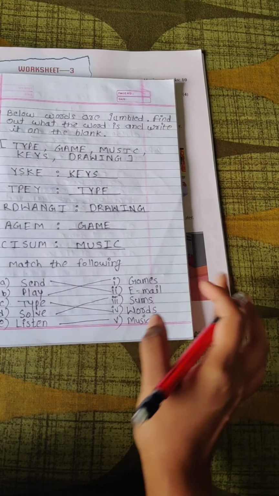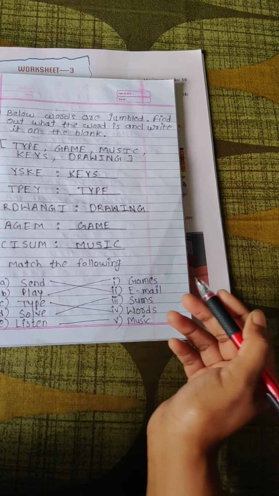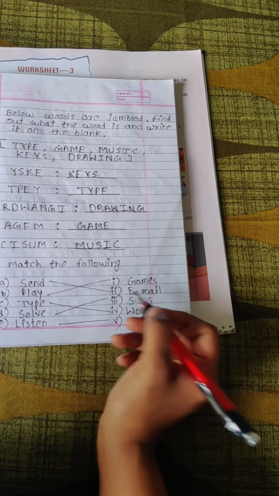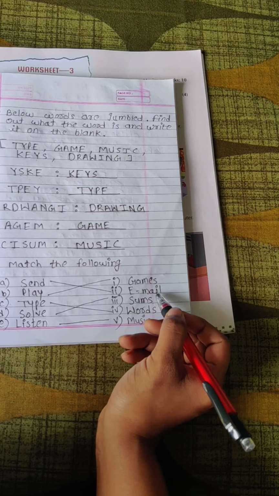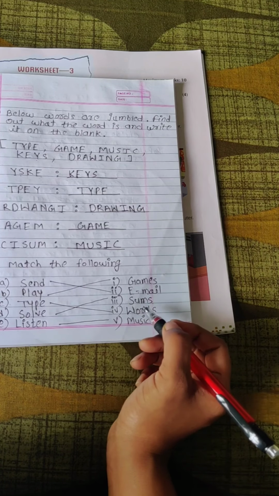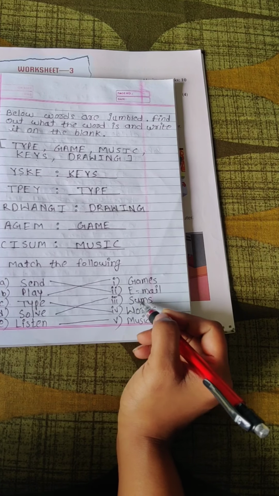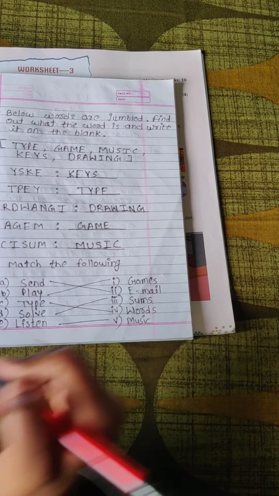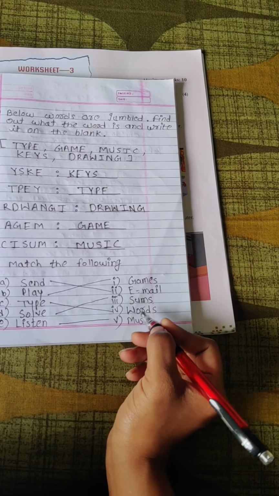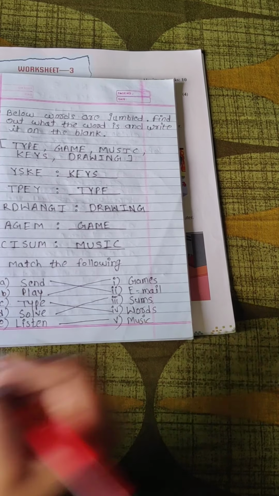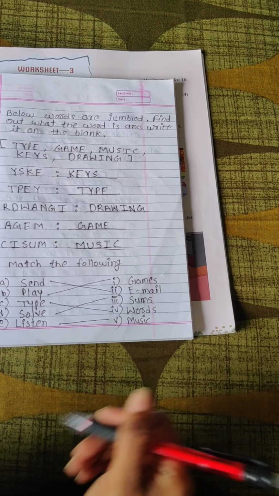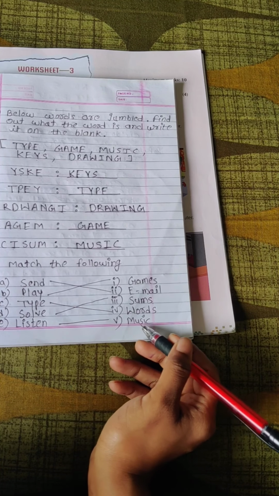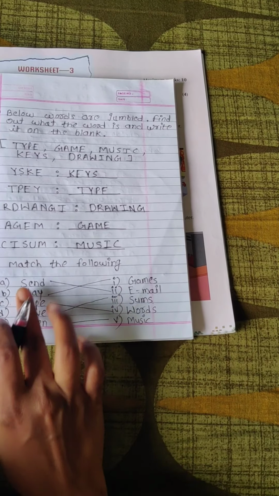Then on this side, the first word is games. Games spelling is GAMES. Second is EMAIL. Then third is sums. Sums spelling is SUMS. Fourth is words. Words spelling is WORDS. Fifth is music. Music spelling is MUSIC.